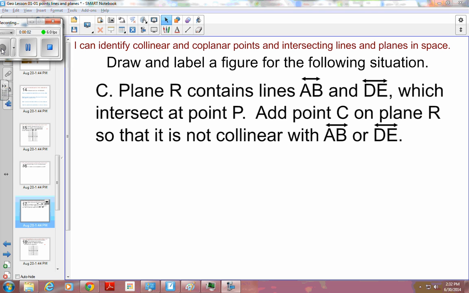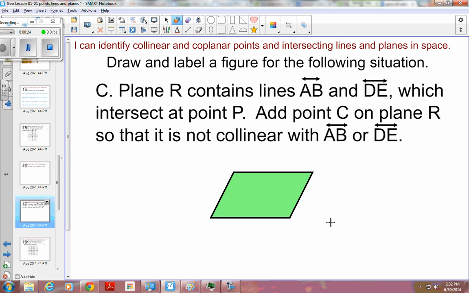So our directions in this video are to draw and label a figure for the following situations. Plane R contains lines AB and DE, which intersect at point P. And then we're going to add a point C on plane R so that it is not collinear with either of the two lines. So the thing here is we don't have any points, any coordinates, so we're not on a coordinate plane, so we just need a plane to draw on.